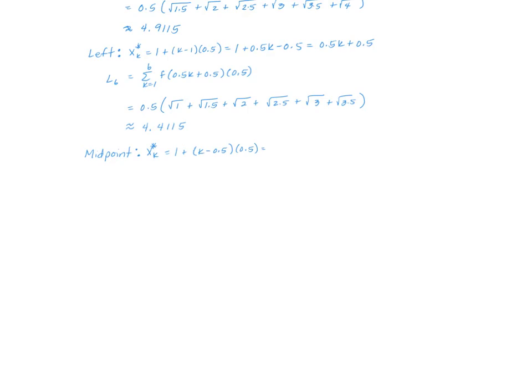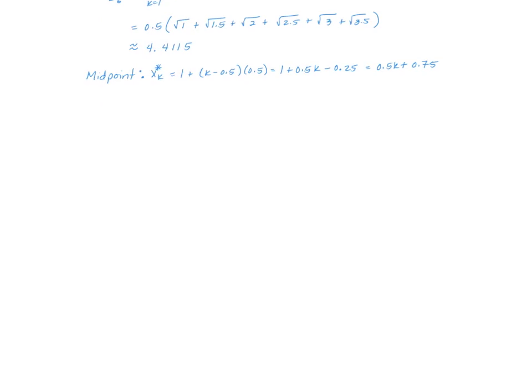I'm going to clean this up by distributing the 0.5 to get 1 plus 0.5k minus 0.25. So the 1 minus 0.25 would be 0.5k plus 0.75. All right, so that's going to be my x sub k star that I'm going to be putting in to my sum.